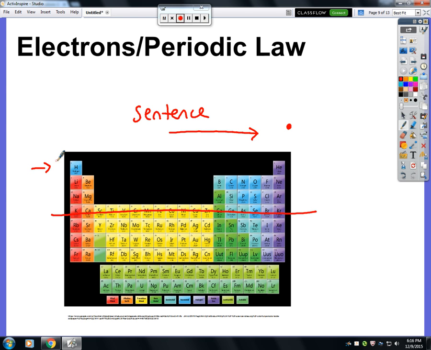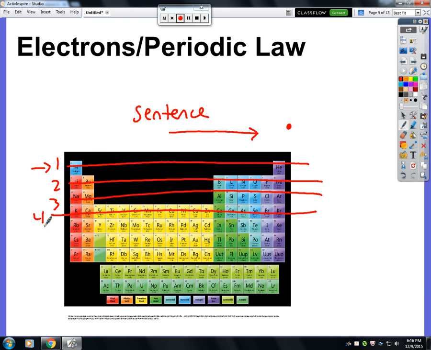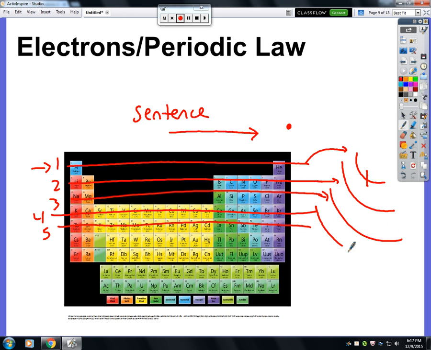This right here is period 1. This is period 2. This is period 3. This is period 4, etc. Period 5. And those correlate to energy levels. So if you drew a Bohr model of the atom, the first period is the first energy level. This one right here. The second period is the second energy level. The third period is the third energy level. The fourth period is the fourth energy level, etc.